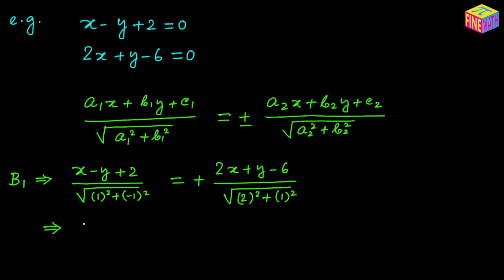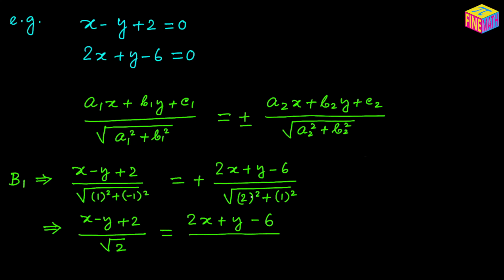And from here this is (x - y + 2) over the square root of 2, that would be the square root of 1 plus 1, so it will be the square root of 2, is equal to positive, so this is (2x + y - 6) over the square root of 4 plus 1, 5, so that would be the square root of 5. And from here can we write it like this?